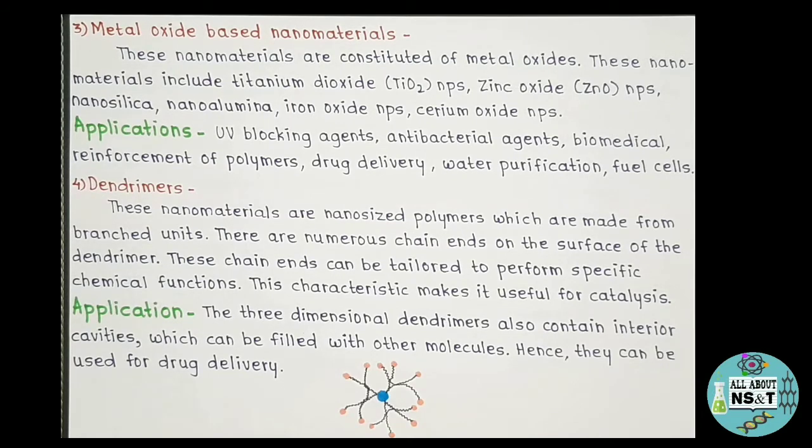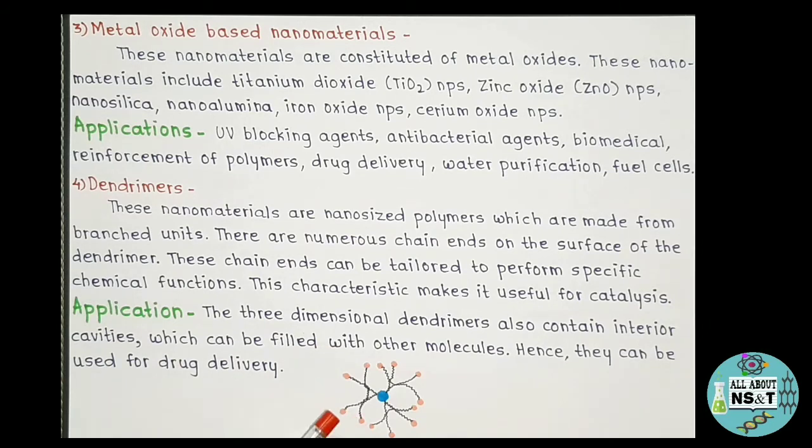The fourth type is dendrimers. These nanomaterials are nano-sized polymers which are made from branched units. There are numerous chain ends on the surface of the dendrimer. These chain ends can be tailored to perform specific chemical functions. This characteristic makes it useful for catalysis. The three-dimensional dendrimers also contain interior cavities which can be filled with other molecules. Hence, they can be used for drug delivery.